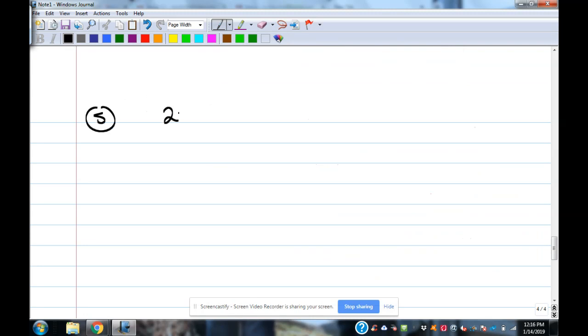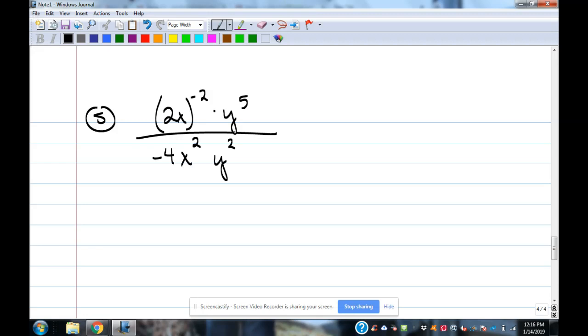Let's try this one. 2x to the negative 2 times y to the 5th over negative 4 x to the 2nd y squared. Several examples there. We just have this one and one more, maybe, unless we have some misunderstanding here. Then we might do one more.